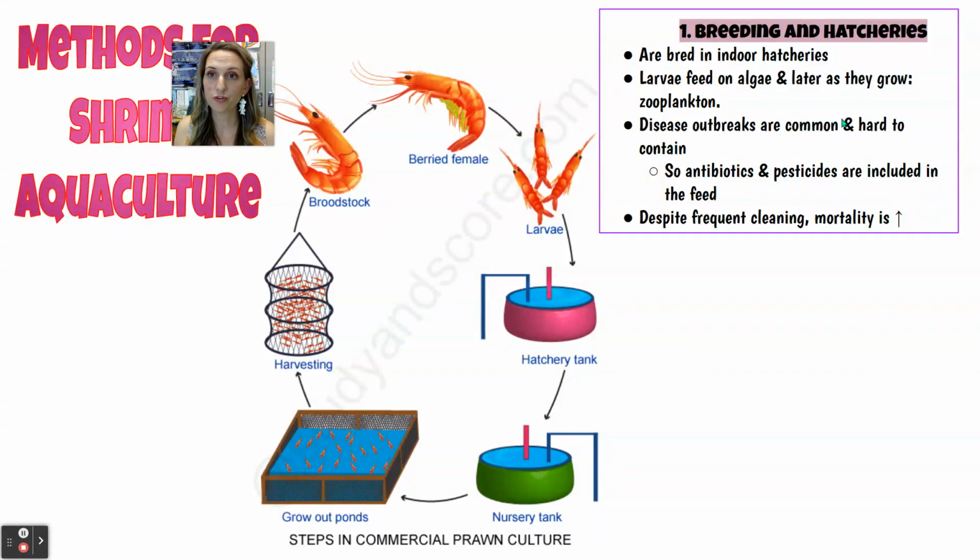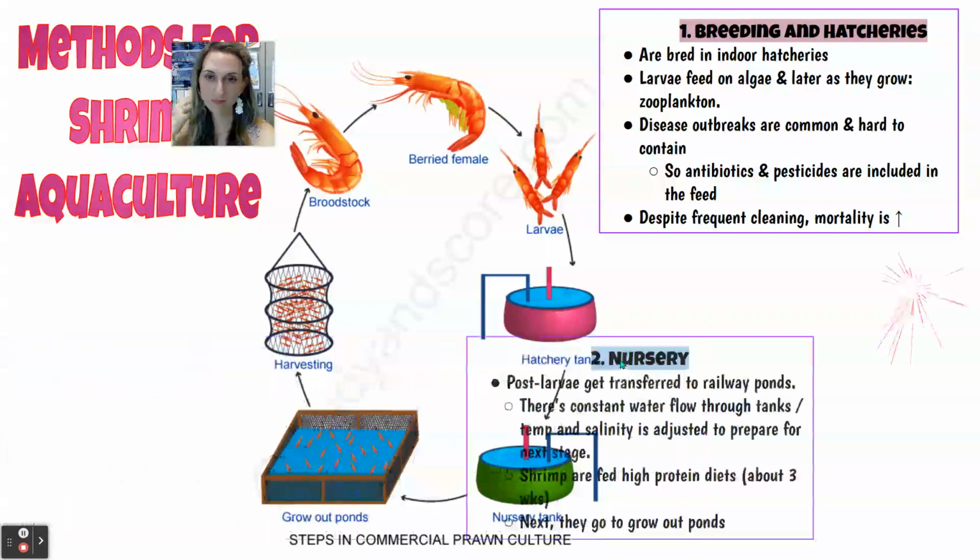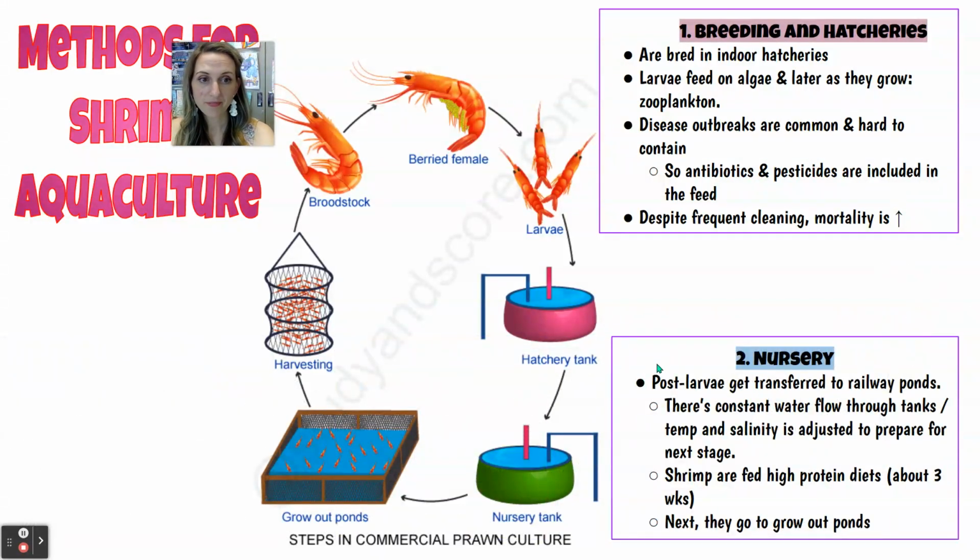Antibiotics and pesticides are included in their food. Despite frequent cleaning, mortality is really high. Then they go to a nursery.